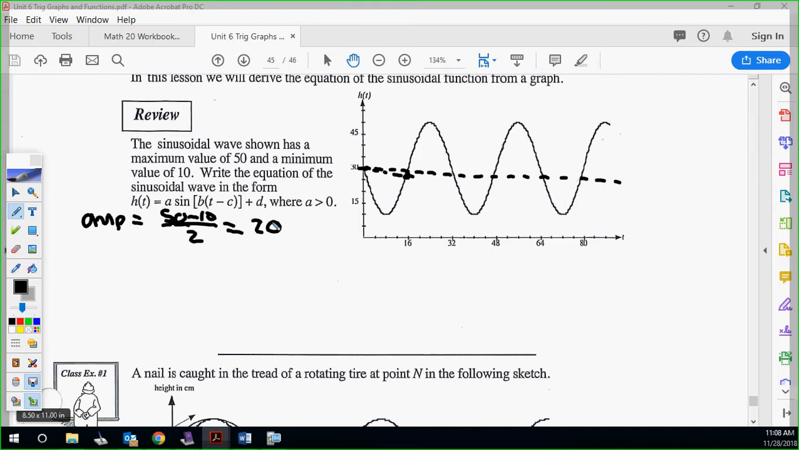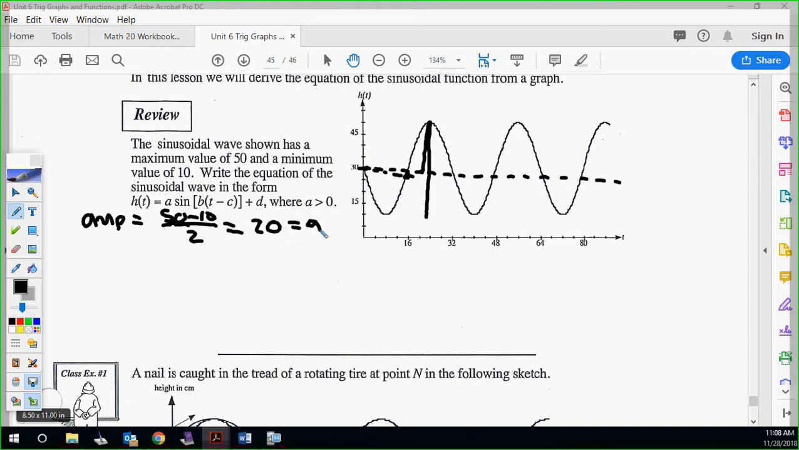We always divide by 2. Max to min is all the way. Amplitude's only from the middle. Well, you could if you know what the middle is. But if you just know the max and min, which they gave you, you'd add the max and min, divide by 2. That formula's in our notes. Okay, we did that. So A is 20, a positive 20, so it's greater than 0.